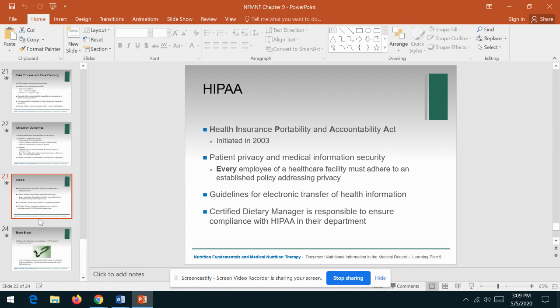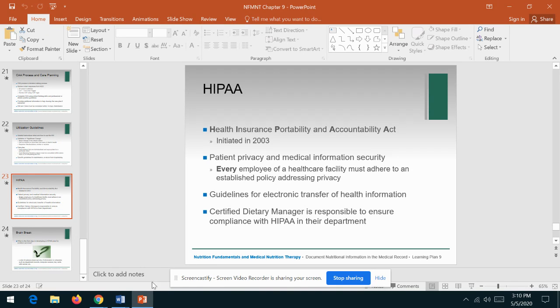We also have HIPAA, and most of you are familiar with HIPAA just through your own health care. HIPAA is the Health Insurance Portability and Accountability Act, and this is just ensuring that patients' medical information and private information remains private. So you have to adhere to HIPAA. If you are not adhering to HIPAA, it could result in your termination of employment, or as a student, it could result in your termination from the program.